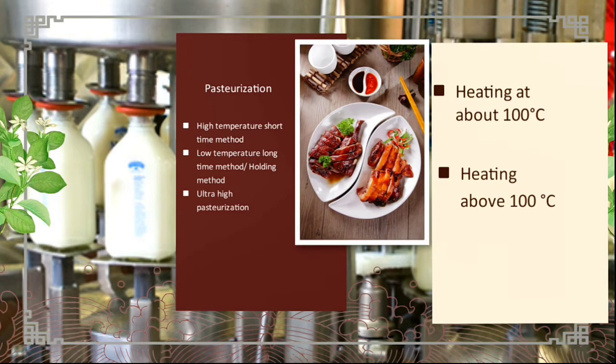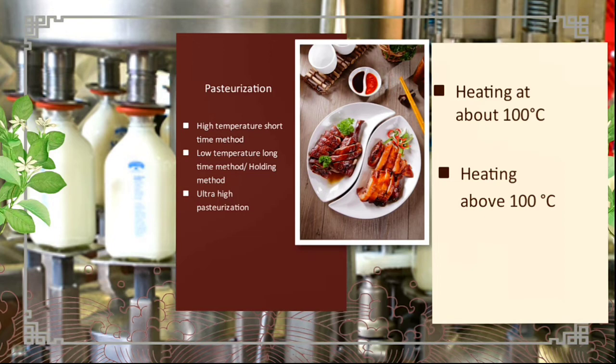First one, the high temperature short time method. It employs comparatively high temperature for a shorter duration of time, that is 71.7 degrees centigrade for 15 seconds. And the second one, the holding method. In this method, 62.8 degrees centigrade temperature is employed for 30 minutes. And the last one is ultra high pasteurization. In this type of pasteurization, the temperature is 137.8 degrees centigrade, and that is for 2 seconds.